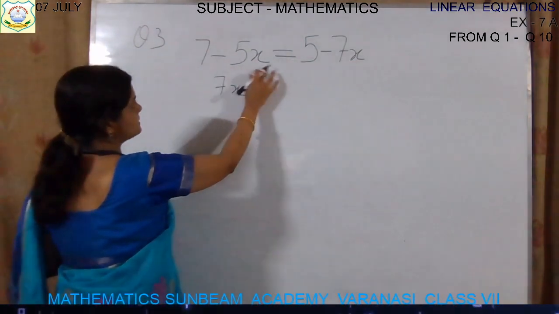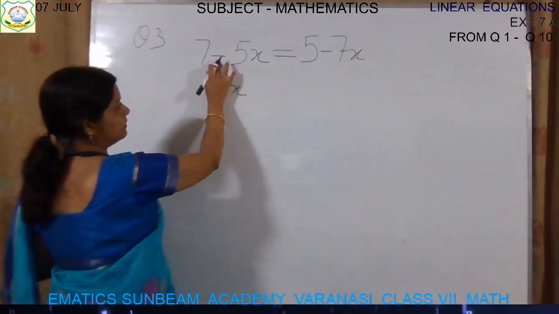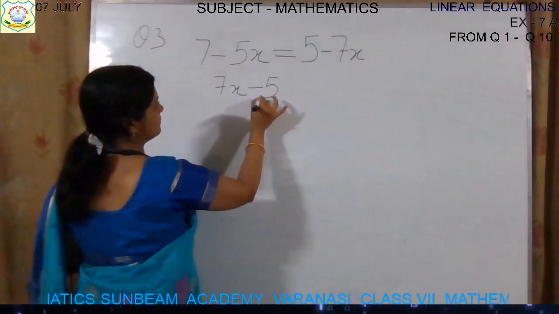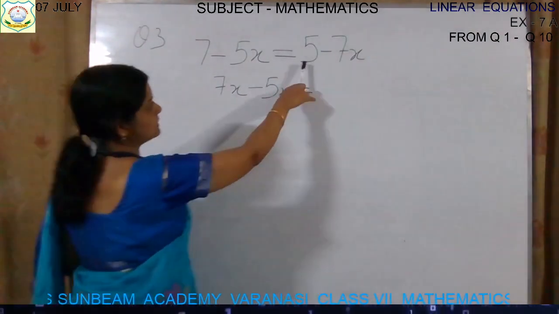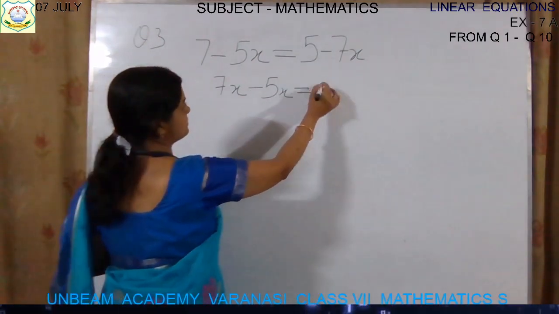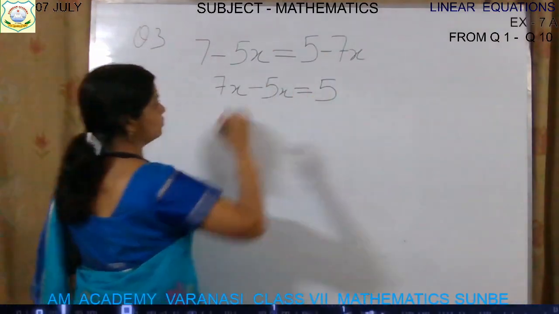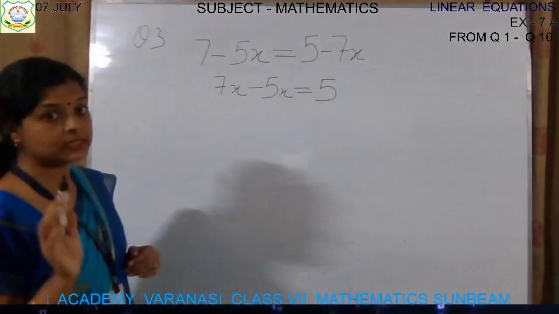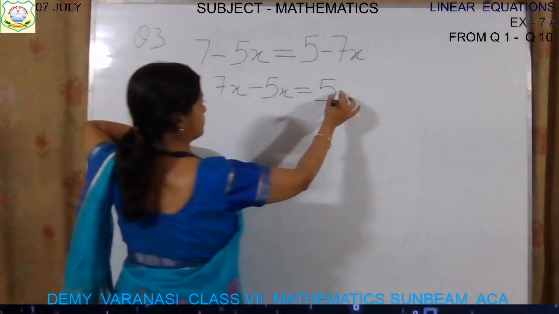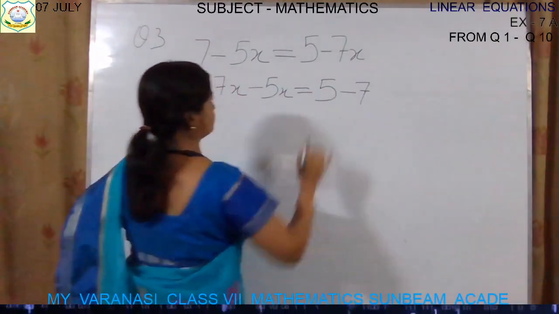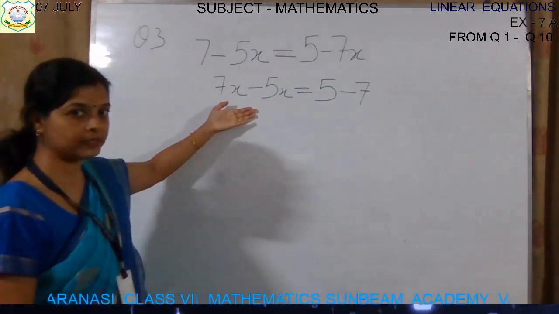And on this side, this is a variable term, so I am going to write here and it is having a minus sign. So minus 5x is equal to, on this side the constant term is there, that is 5, write it down, and this 7 when transposed to the right hand side, 7 will become minus 7. So we have to write minus 7. Okay children, can you see it? I have separated the variable terms.